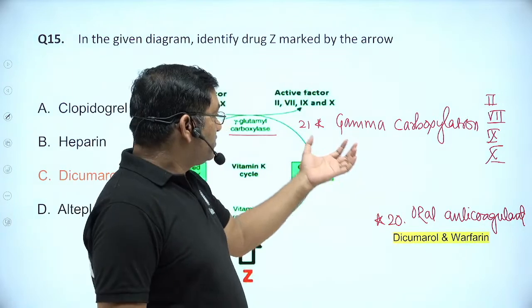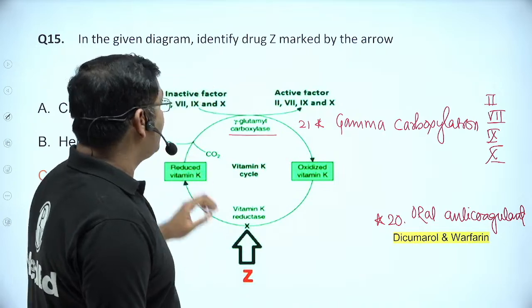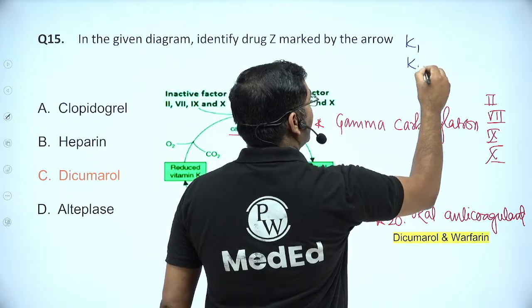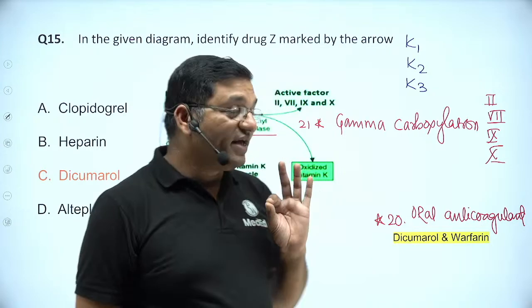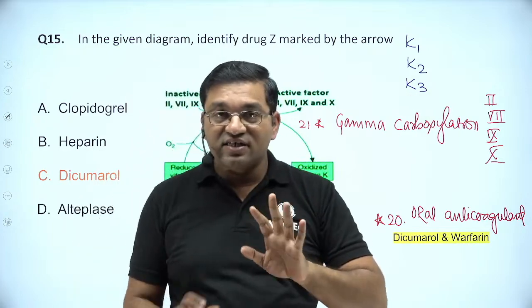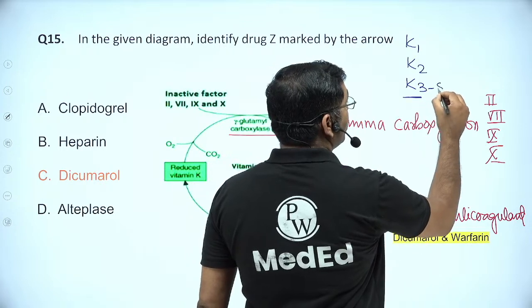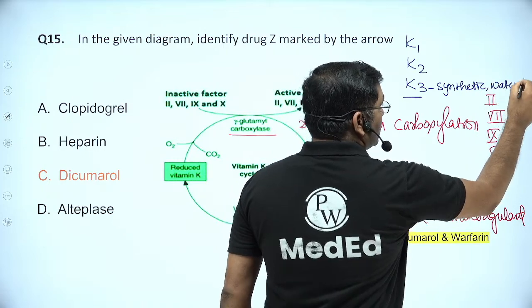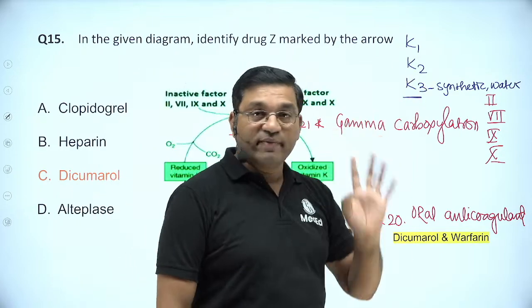Okay, and 21st point, gamma carboxylation. What is the function of vitamin K? Vitamin K, there are three forms, K1, K2 and K3. Three forms are there: phylloquinone, menaquinone and menadione. Menadione is synthetic and water soluble. Remember A, D, E, K, these are the fat soluble vitamins. But K3, menadione, is a synthetic water soluble vitamin. K1, K2, K3: phylloquinone, menaquinone, menadione.